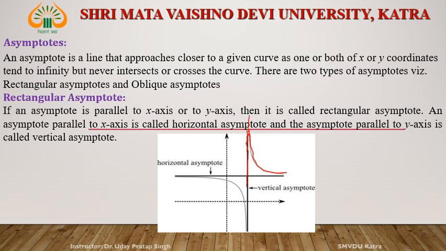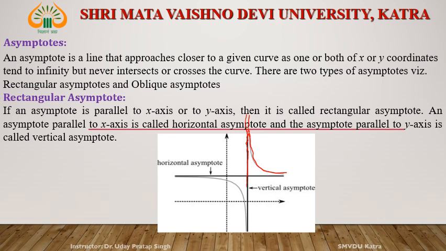This curve goes in this way and the straight line in this way, right? This straight line touches this curve at infinity. If any straight line touches a given curve at infinity, it seems that it will touch, but it does not touch the curve. And if it touches at infinity, then this type of straight line is known as an asymptote of the curve, right? There are two types of asymptotes. One is rectangular and one is oblique asymptotes.